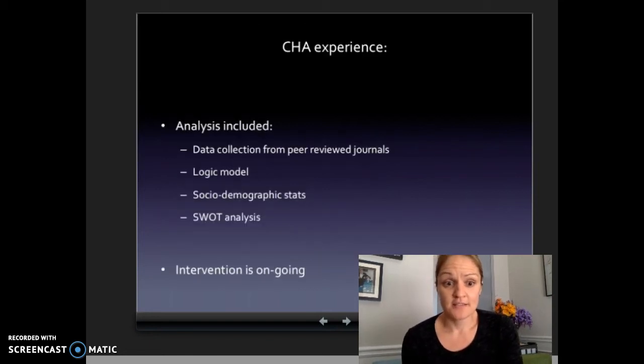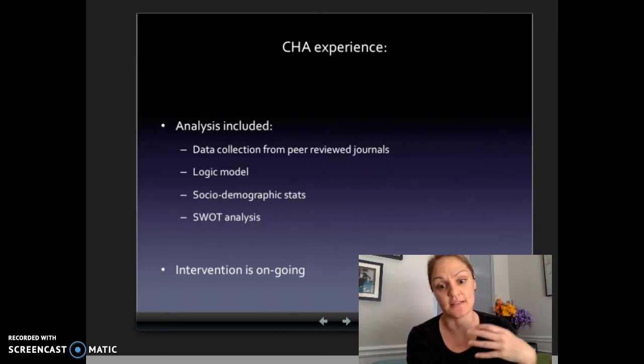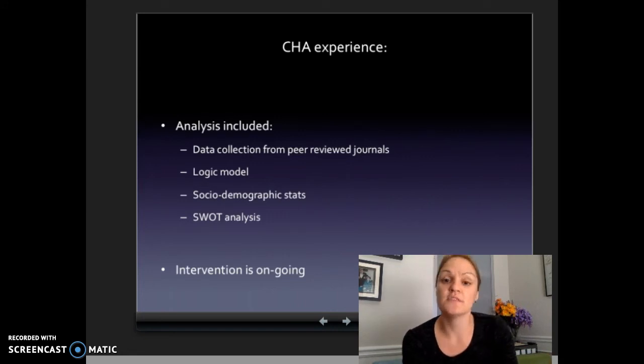And the analysis included data collection from peer interviews, the logic model, we did use that, and I had some people under me that helped me with this thesis. The socioeconomic status was key, and that's how I targeted the individual schools that we did the intervention at. And I did a SWOT analysis, the strengths, weaknesses, opportunities and threats, both internally and externally, and how that played into a school-based curriculum.